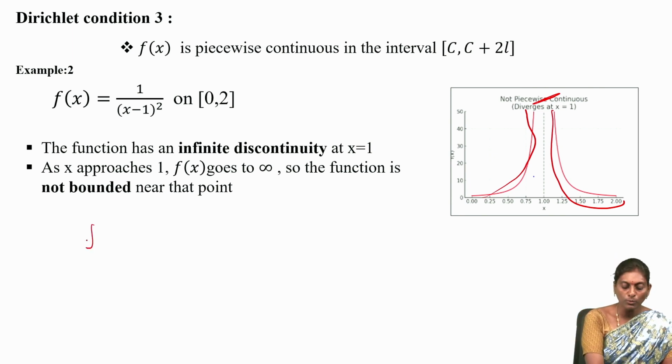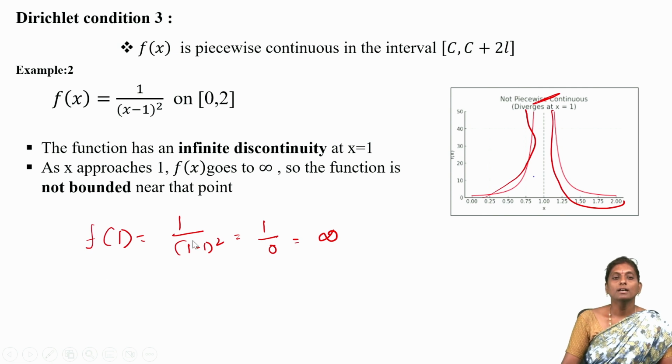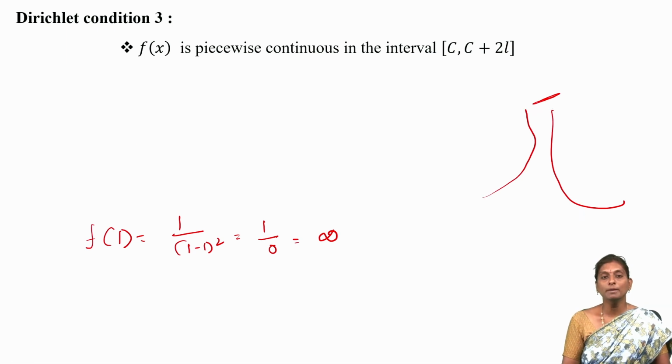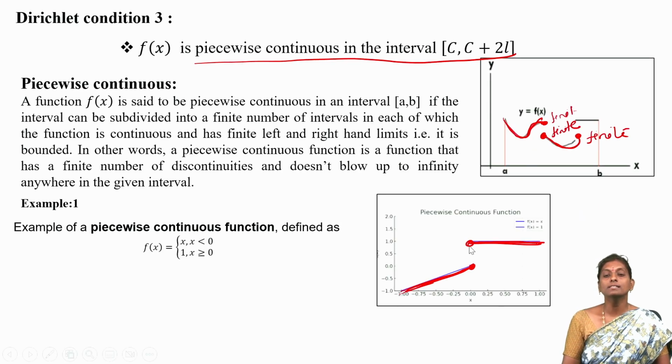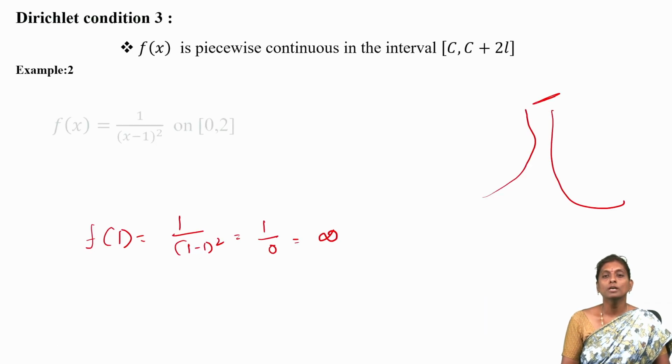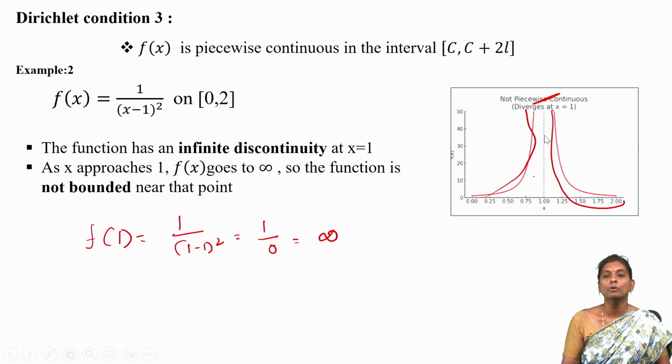So put x equal to 1, and that means f of 1 is 1 by (1 minus 1) whole square, which is 1 by 0, that is equal to infinity. So I say the function has an infinite discontinuity at the point x equal to 1. So the function is not bounded. In the previous example, the functions are piecewise continuous, and also bounded, and the left and right limits are finite. In example number 2, this function is not bounded, so this is not piecewise continuous.